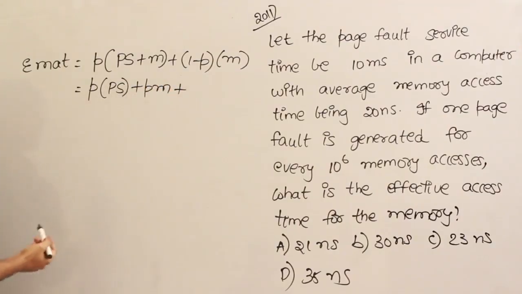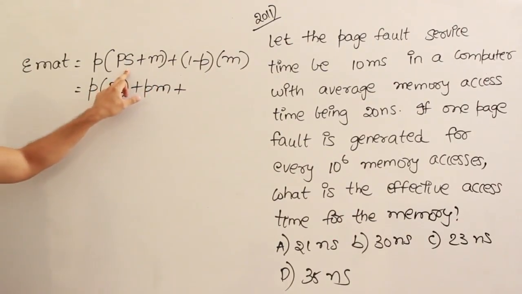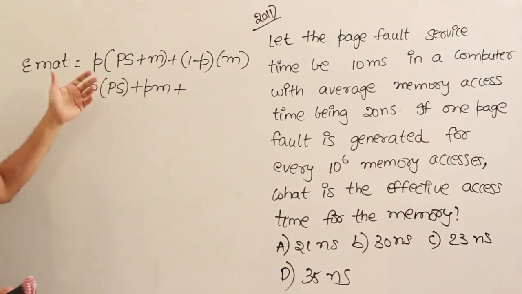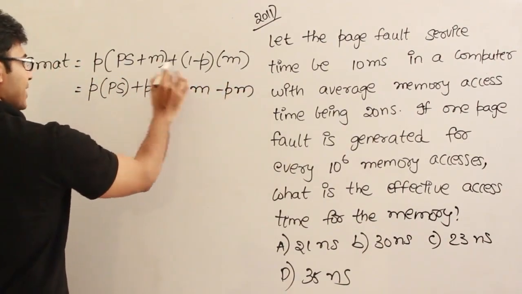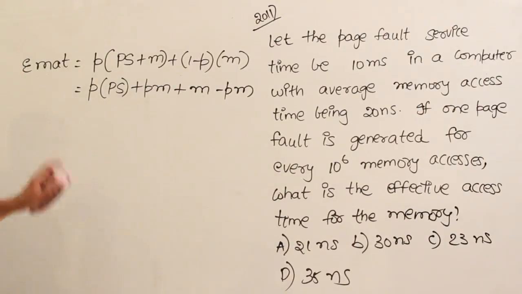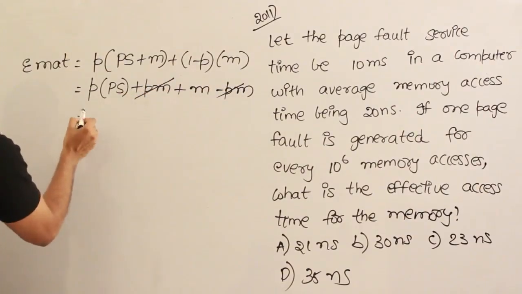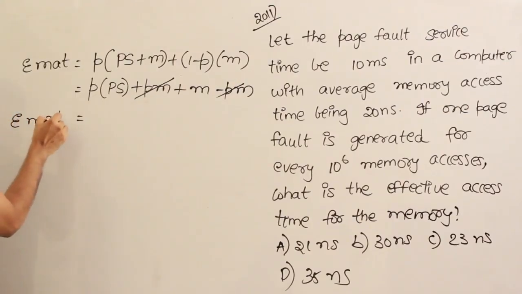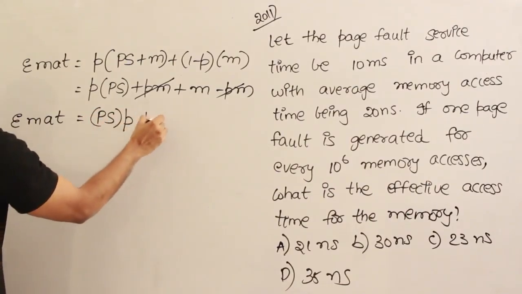Generally we ignore this M because M is very small compared to the page service time. Sometimes M can be considerable, but in most practical scenarios it is very, very small. But let's assume it is considerable and consider it. Then it is P minus PM, which is the actual form if you don't want to leave out anything. Now these two get cancelled, and what I get is effective memory access time equals page service time into the factor P plus M.